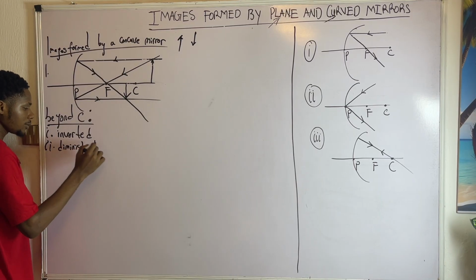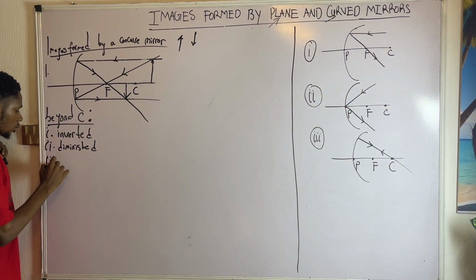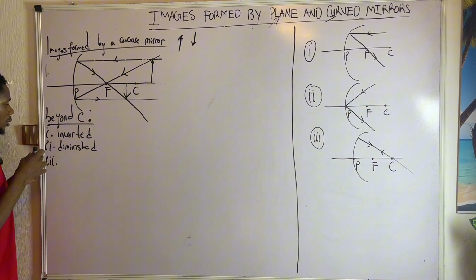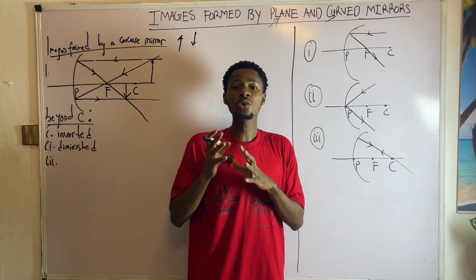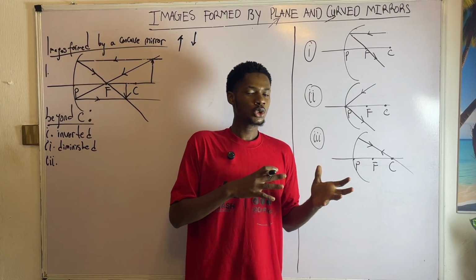Okay? It is diminished. What else can we conclude? Now, there are two kinds of image. We have the real image and we have the virtual image.